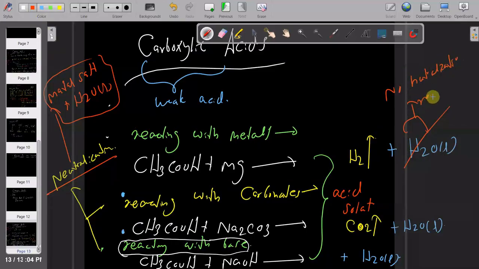Okay, understood. Yes, sir. Right. So keep that in mind. It looks like a neutralization reaction, but we do not call it an acid-base neutralization reaction, right?